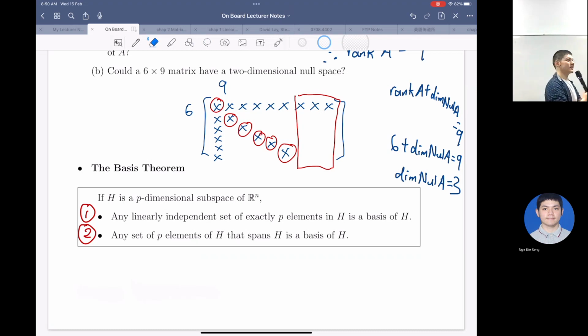Let me think. Okay, let me think of a way, see if I can find a better way to present this theorem. Then next time I will bring this theorem back again. See if I can find a better way to say it.